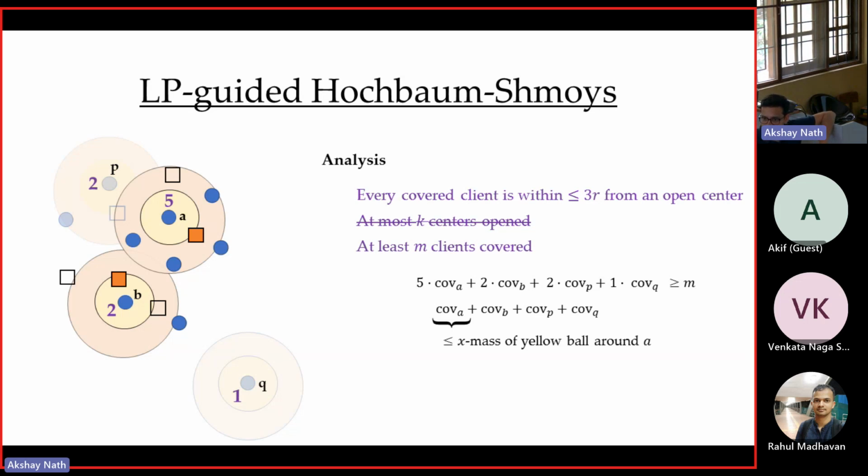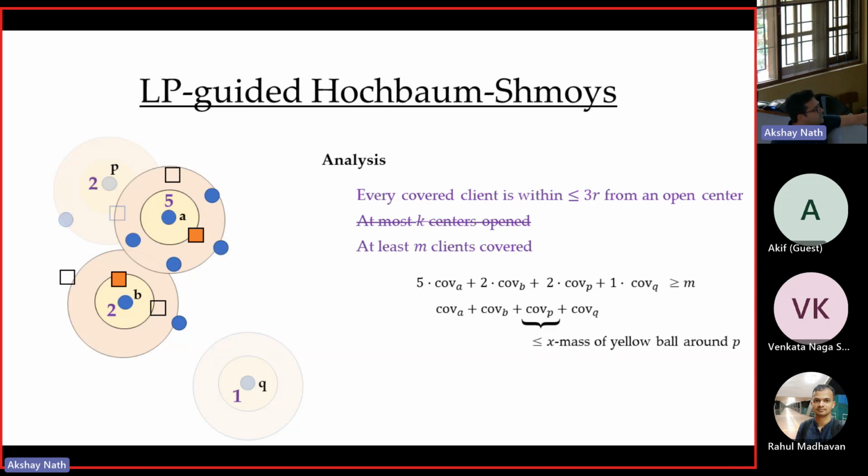I'm not writing inequalities anymore. This is very colloquially what I'm saying. X mass is the sum of the X of all the squares in that yellow ball. Similarly, cov of B is the total: if I look at the ball of radius R around B and I sum the X's in those squares, that's cov of B. Cov of P is at most this. Cov of Q is at most this.